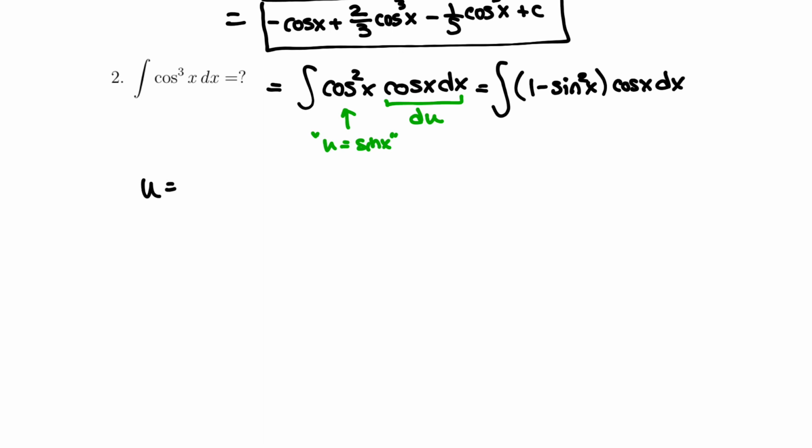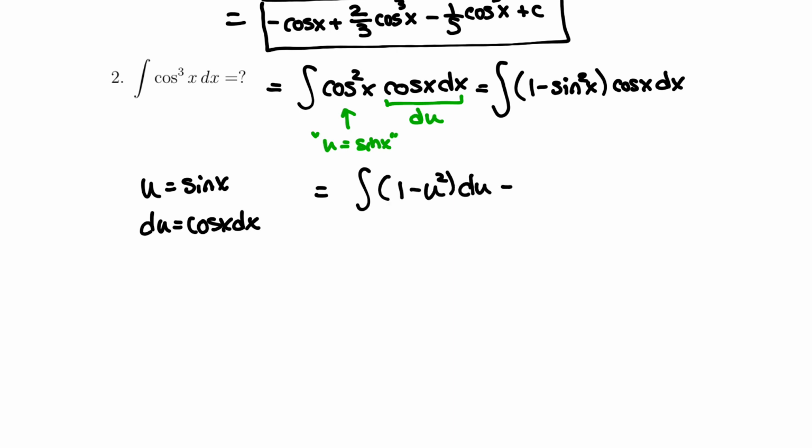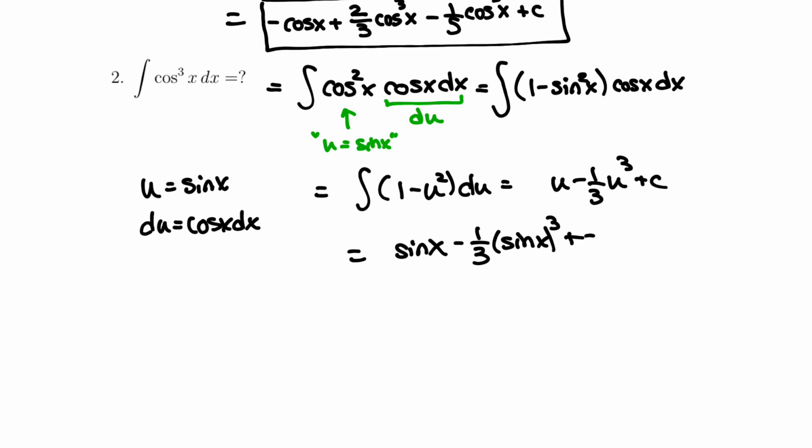Then I let u equal sine. Du is cosine. So my integral becomes 1 minus u squared du, which is just u minus 1/3 u cubed plus c, which is sine of x minus 1/3 sine of x cubed plus c.